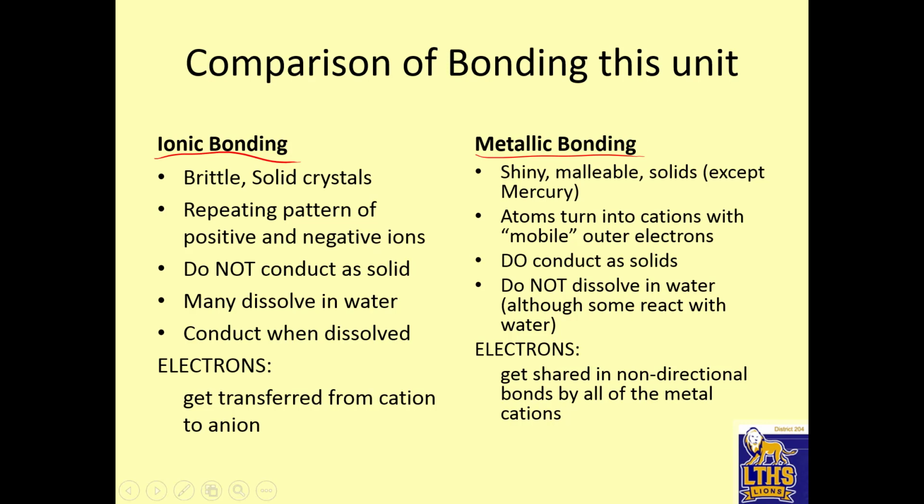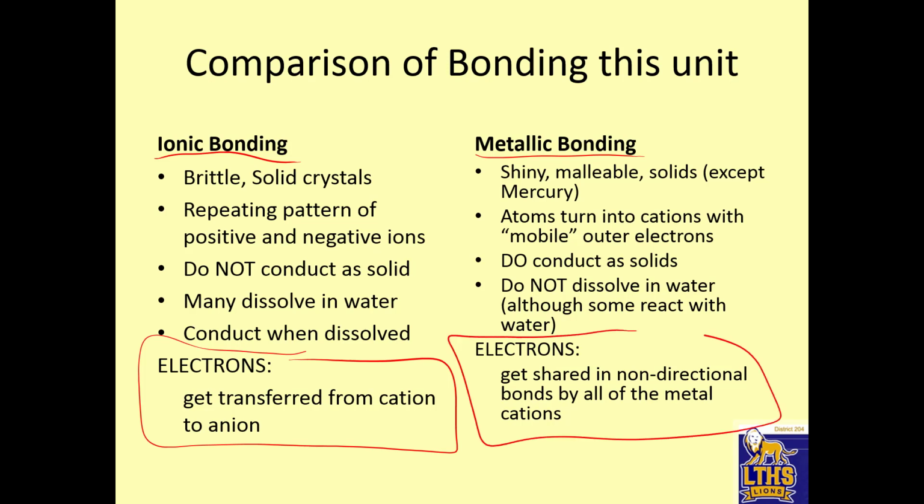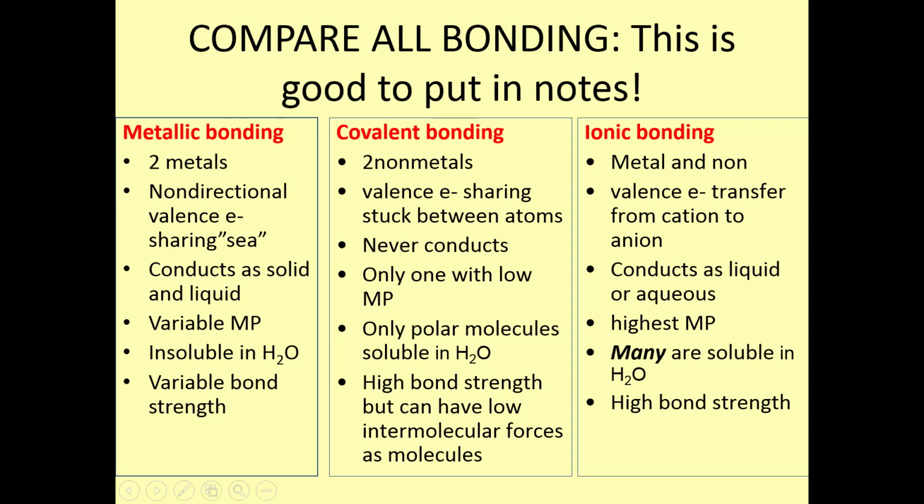Electrons in ionic compounds get transferred from the cation to the anion, metal to nonmetal, or the positive ion loses and the negative ion gains. Electrons in a metallic substance get shared in all directions, so non-directional because it's shared in all directions, not just one, and they bond to help hold all of the metal cations here. Now we've got to put it together with covalent.